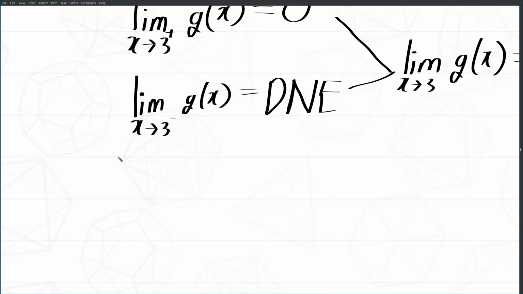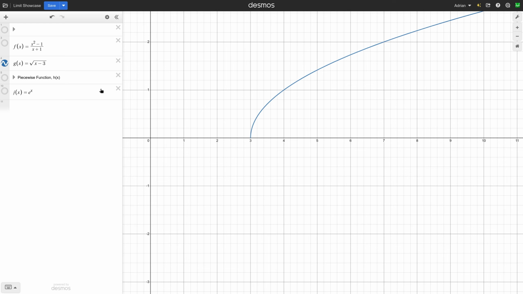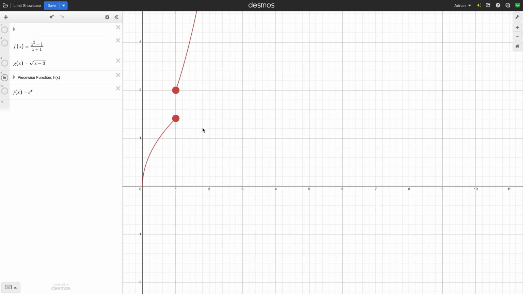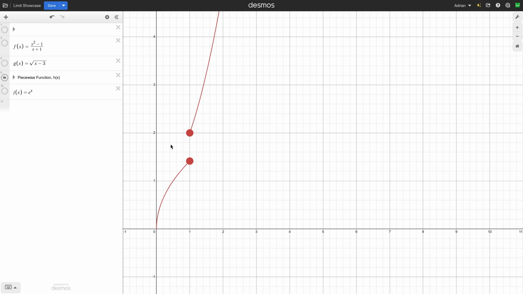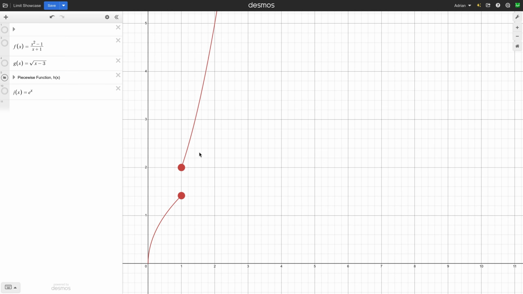All right, let's see some more examples. Okay, here we've got a piecewise function. We've got some square root curve and then some parabola. Okay, so for this x equals 1 here, let's approach it from both sides. Okay, so following it here, we eventually get to 1, 2.